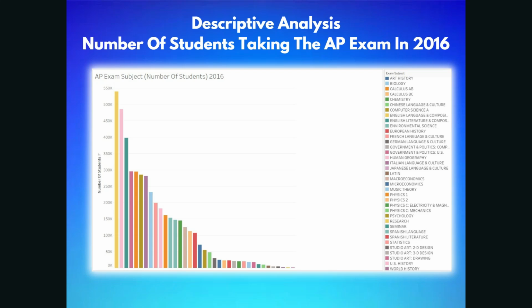And I notice down here, there's also psychology, and research and seminar is not so popular among students. But I can tell from the chart that there are more students taking AP Language and Composition and AP US History, and these subjects are highly valued. And you can see also Calculus AB and BC. They're still taken by a significant number of students here.